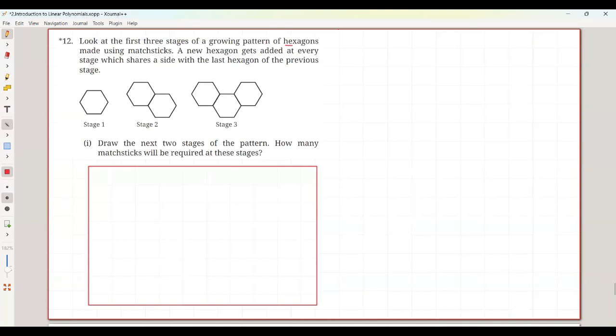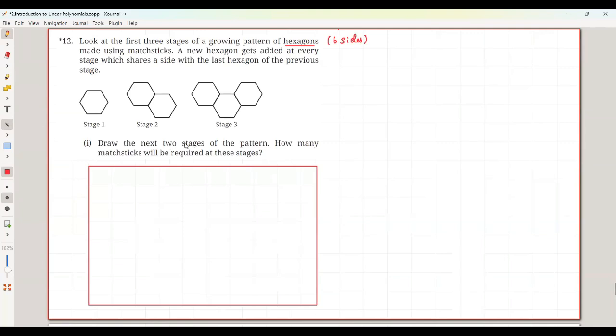So the 12th one: look at the first 3 stages of the growing pattern of hexagons. Hexagon means it has 6 sides. Using matchsticks, a new hexagon gets added at every stage, which shares a side with the last hexagon of the previous stage.